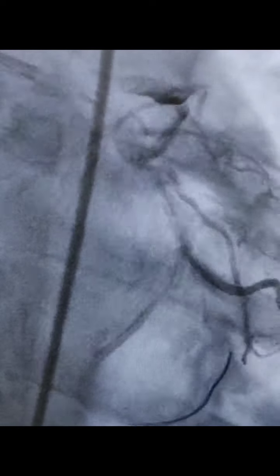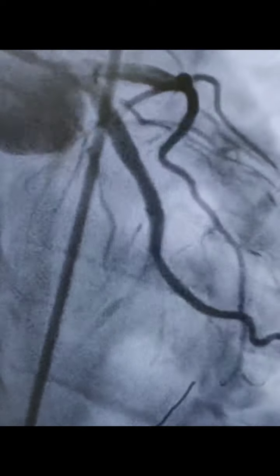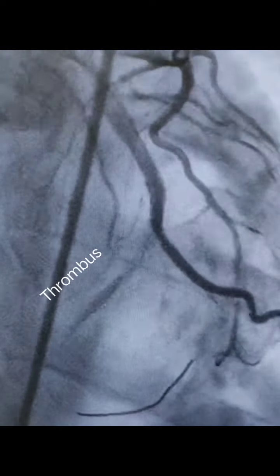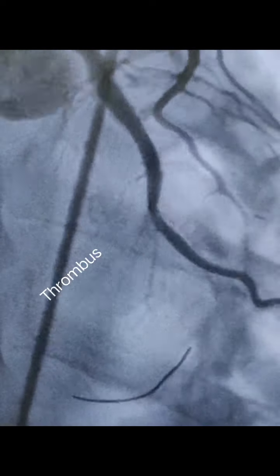So a wire was put in this distal LCX, and you can see there is a thrombus. The index window period was only 6 hours. The patient presented within 6 hours only, so this is a sort of primary PCI.